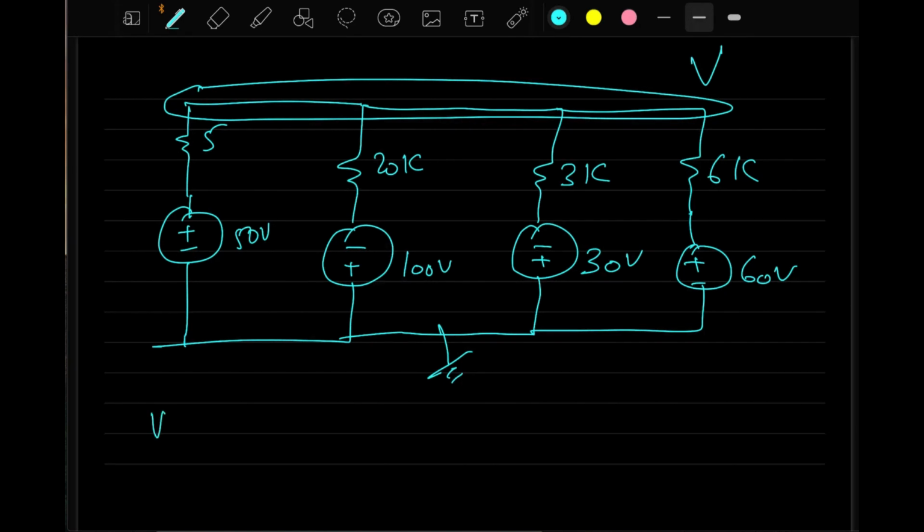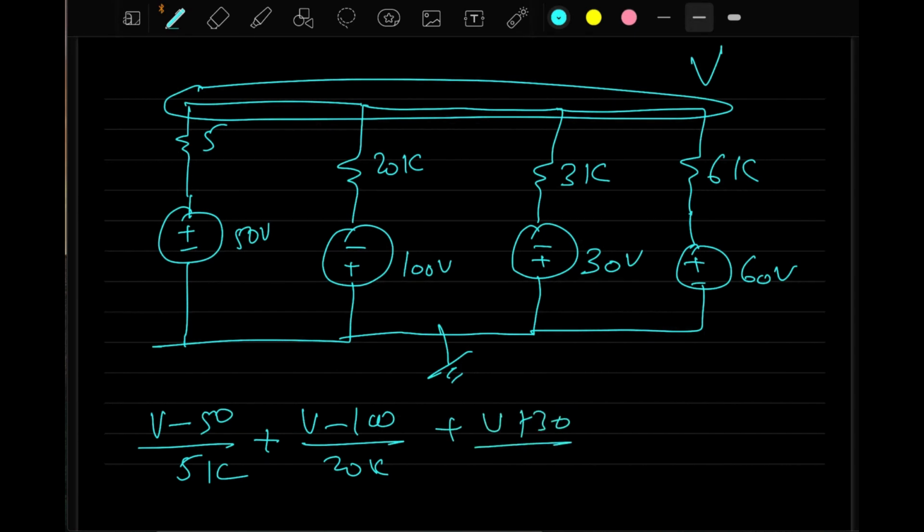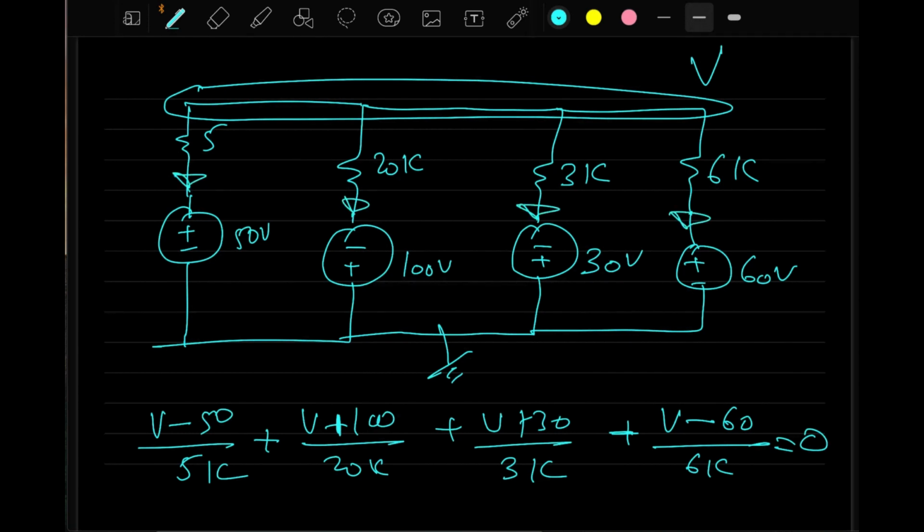You can write V minus 50 divided by 5, then V minus 100 divided by 20K, then V minus 30 divided by, V plus 30 divided by 3K, and this will also be plus. Then you have V minus 60 divided by 6K. All of these currents sum to zero, right? Because we are assuming currents to flow like this. So once you solve this, you will get the value of V.